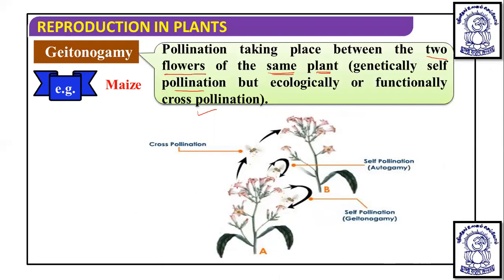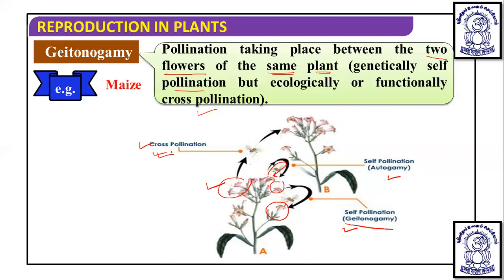Dear students, this is the flower. It's sending its pollen grain to another flower of the same plant. From here it's showing another plant, which is a cross-pollination to a different plant, but here within the same plant, different flower, it is geitonogamy. If it is within the same flower, then it is autogamy. If it is between two different flowers of the same plant, it is geitonogamy. And if it is between two different flowers of different plants, then it is cross-pollination.